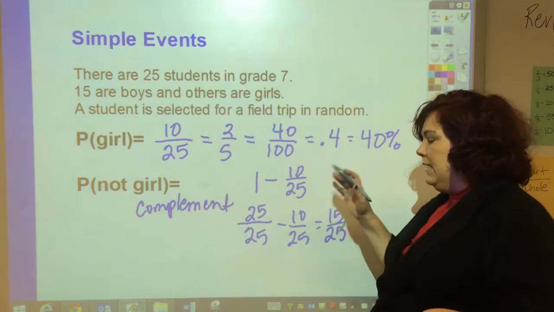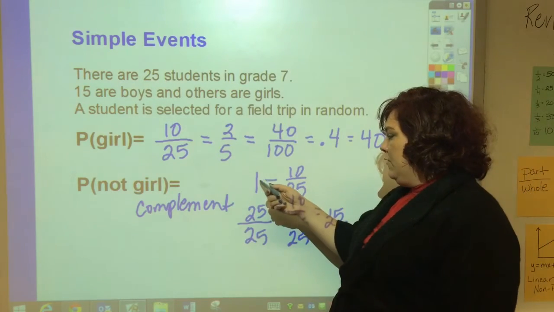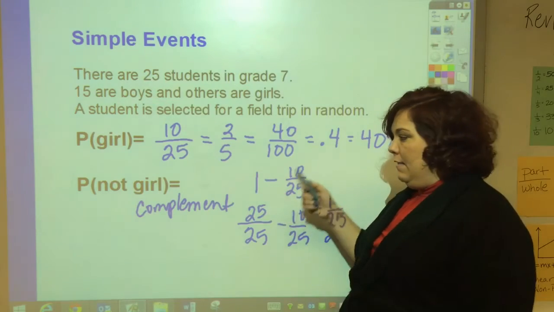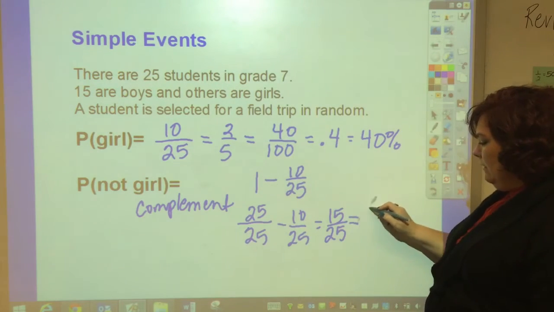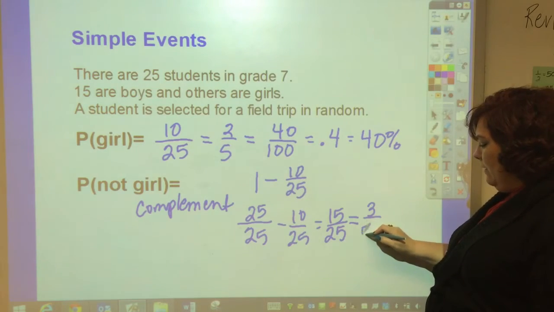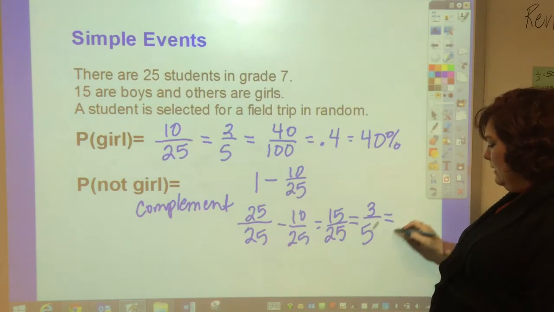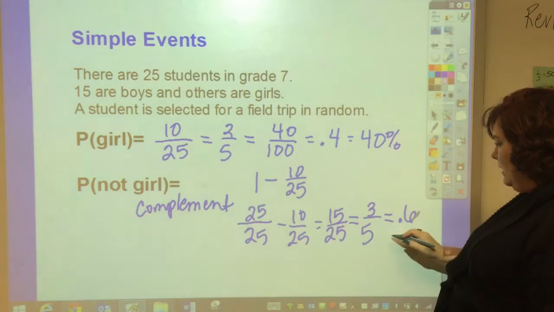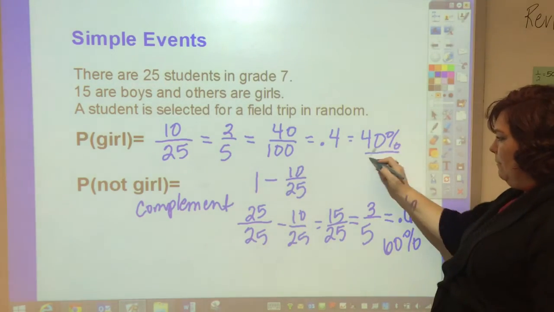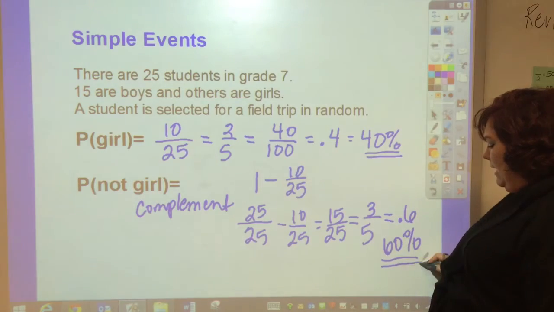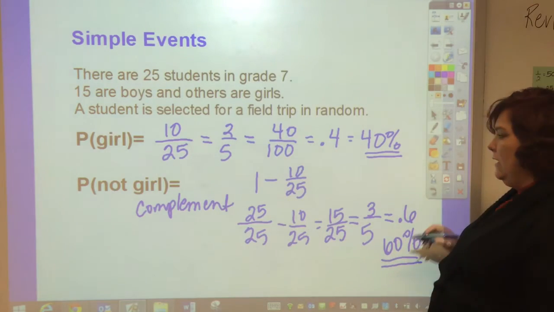Well, you won't always have that number, so that's why you need to know it is from 1, and that is called the complement. And then, of course, this can be simplified to 3/5. That's 6 tenths, so 0.6 and 60%. And the probability of something happening and not happening is 100%.